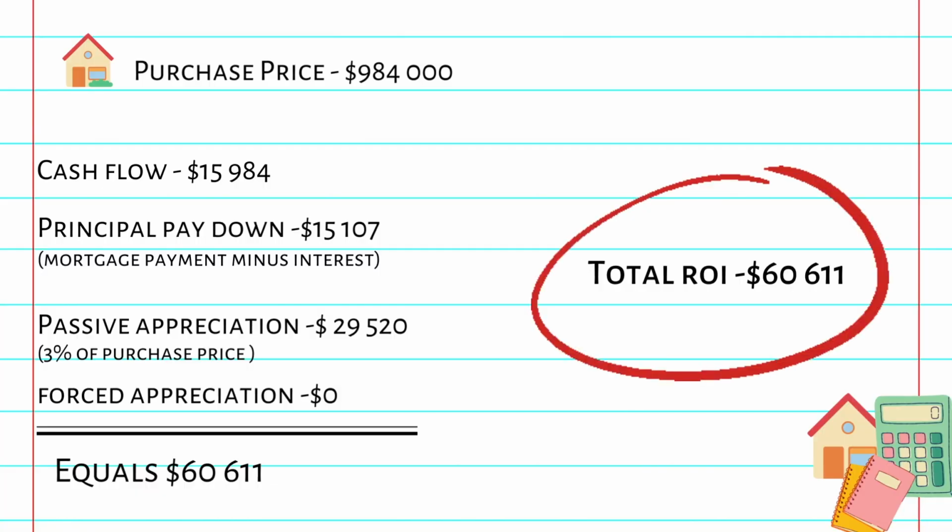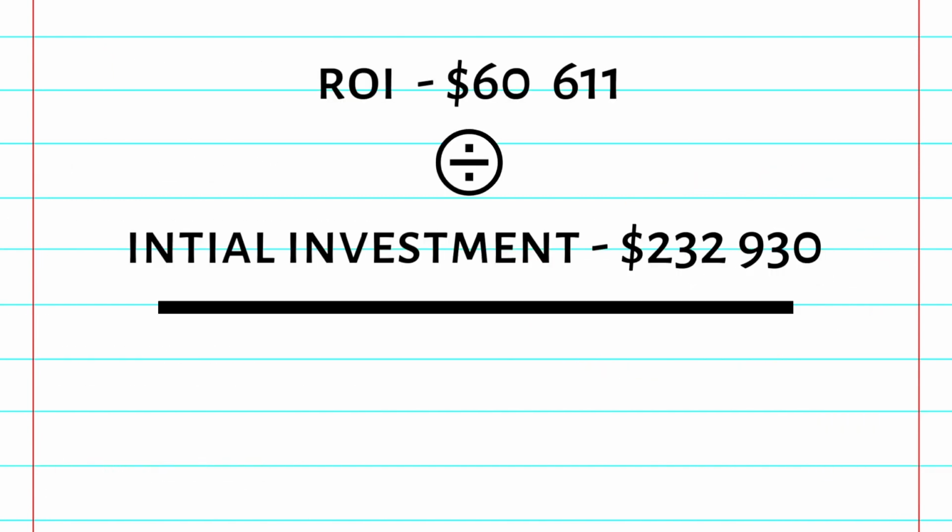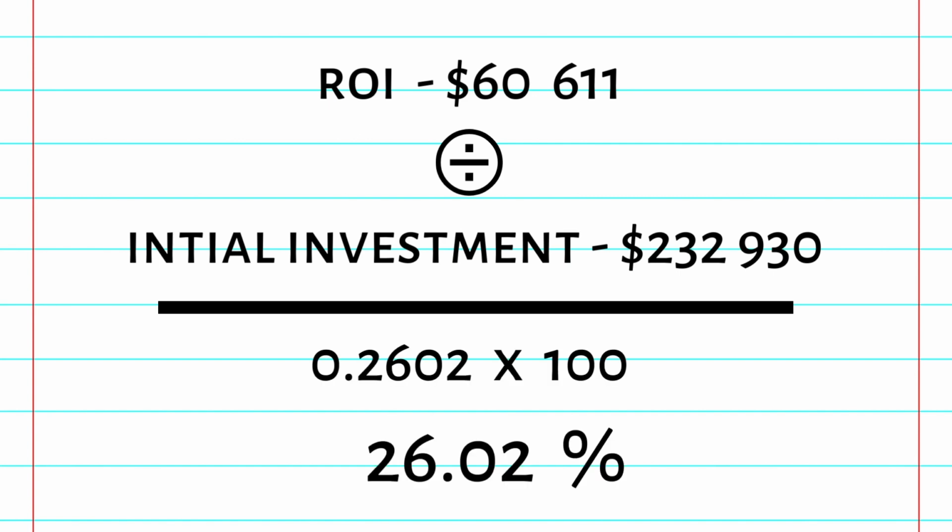So if you add the cash flow, the principal of the mortgage paydown, and the passive appreciation, you'll get an ROI of $60,611. You divide that by $232,930, that was our original investment, and you multiply it by 100. You'll get a 26.02%. And this is how real estate investors are getting above 20% return on their money, and you are also able to grow faster.